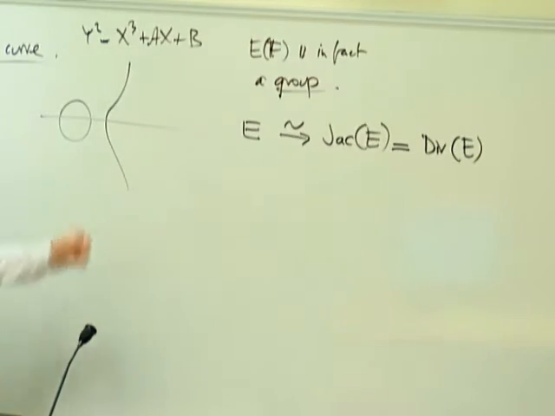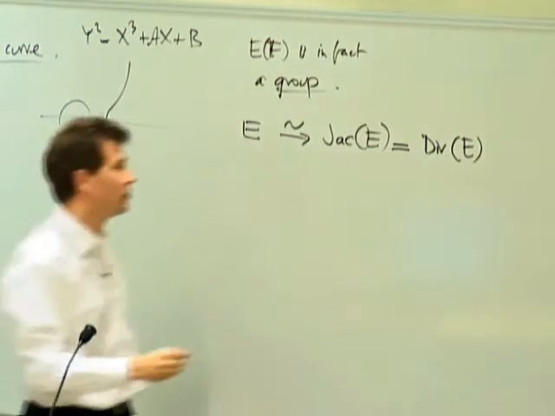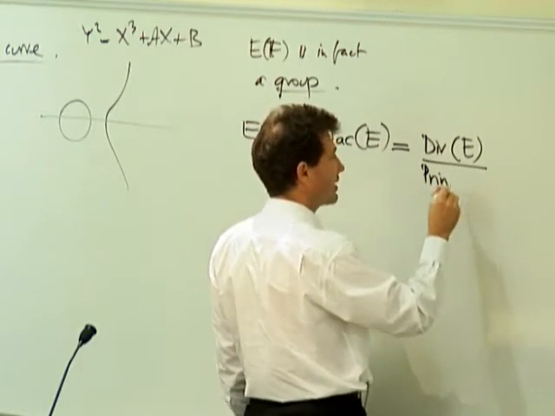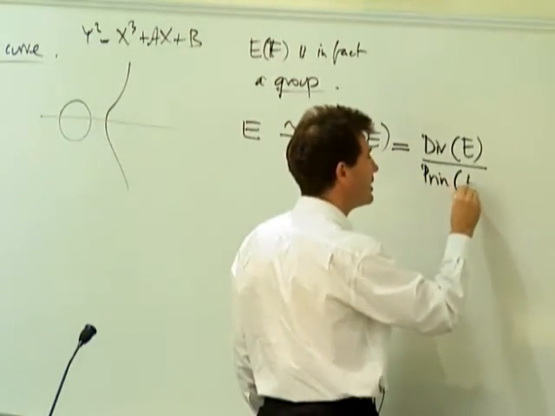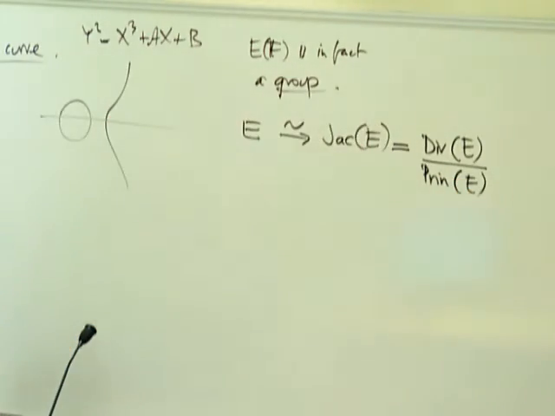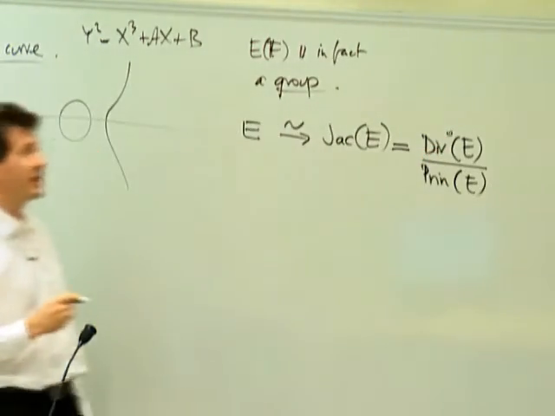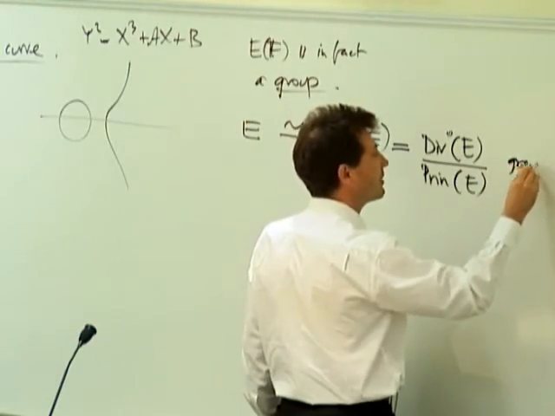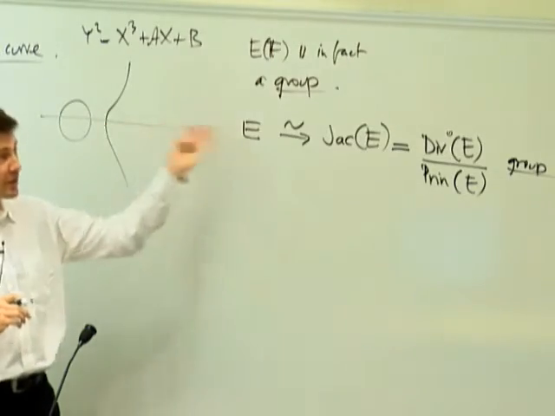And that's a huge group, which is much bigger than the group of points that you have here. If you mod out by principal divisors, which are gotten by looking at functions on your curve E, and you mod out by that subgroup and look at the degree 0 part, you get this definition. This is a group, by definition, when you create it, and in general the set of points maps into this group.